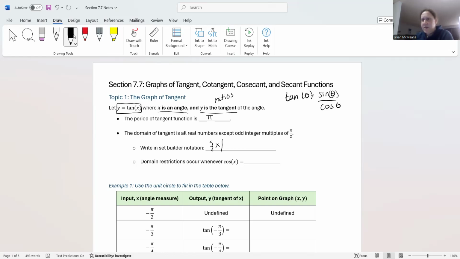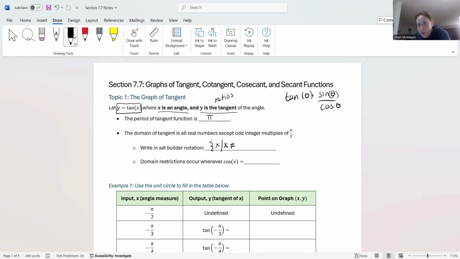And then instead of listing everything that x can be, we need to list everything that x cannot be, okay? So we want to start by saying x cannot be the following. Well, x cannot be pi over 2. If we're going around the unit circle, we see that the first time cosine is 0 is at pi over 2. The next time cosine is 0 is at 3 pi over 2.